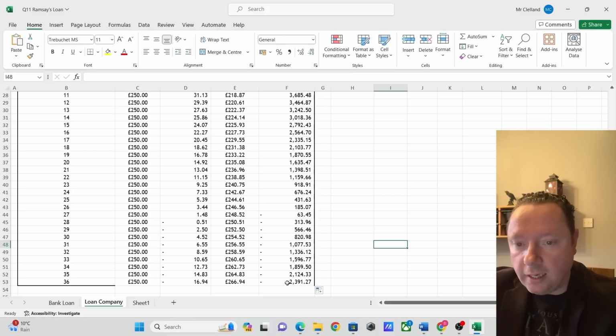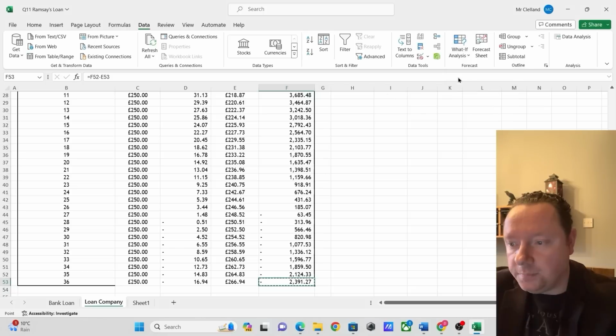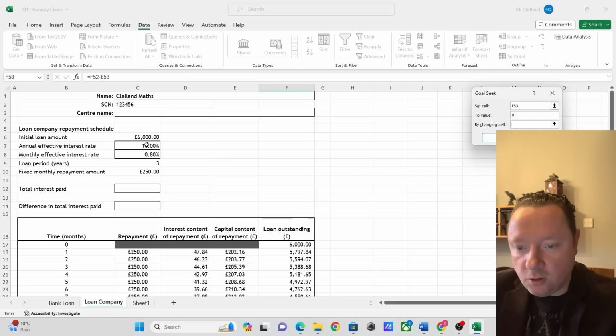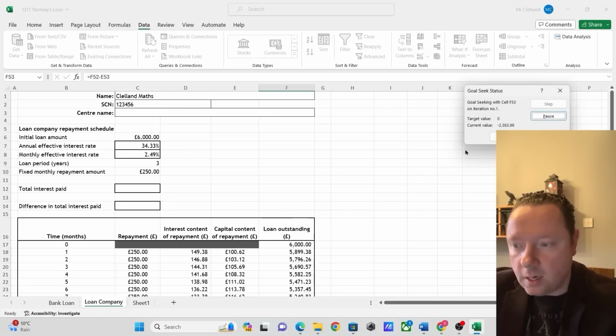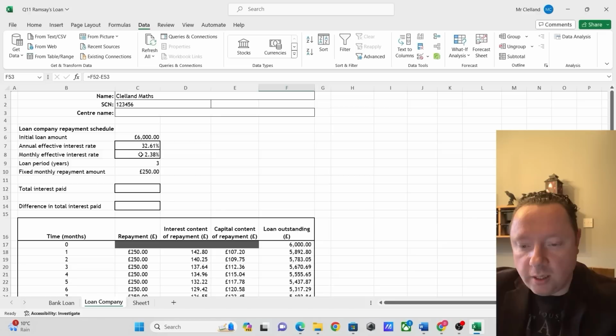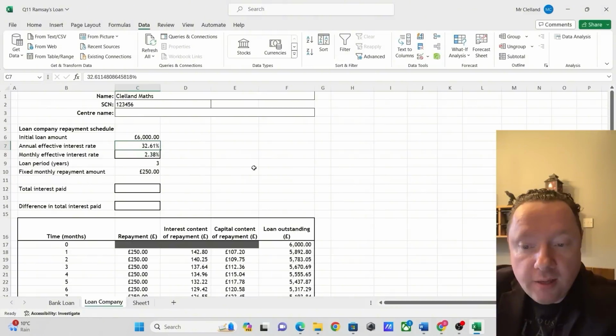So we want to do a goal seek. So we go to Data, What-If Analysis and Goal Seek. We want to set that to value 0, but this time we want to change the annual interest rate. So this value here. So press OK. After a little while, it will change the annual effective rate to 32.61%, and therefore it will change the monthly interest rate to 2.38%. Now the annual interest rate is not money, so we don't need to round that to 2 decimal places or anything else. We'll just leave it as it is.